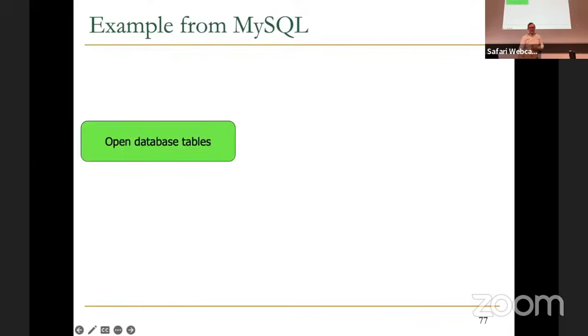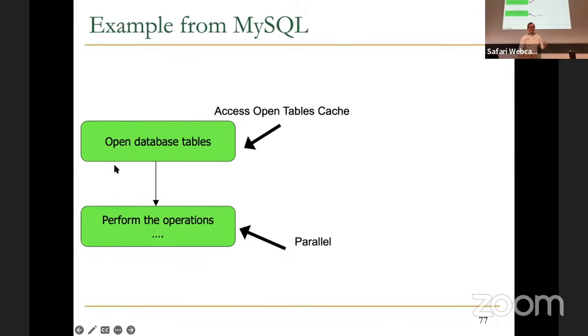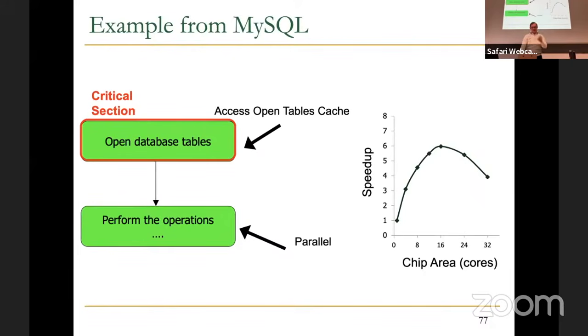It's one of the papers that we're going to ask you to read. MySQL is an open source database. It's relatively old right now, but people still use it. You open some database tables and you perform some operations. You don't need to know exactly what these are, but this part of the program is parallel. This part of the program is more, let's say, critical section based. You need to access this open tables cache, which is really shared across a lot of processors. And whenever you open a database table, you need to mark it as opened so nobody else should change it, right? So you're going to write to this table. So there's a critical section that protects it.